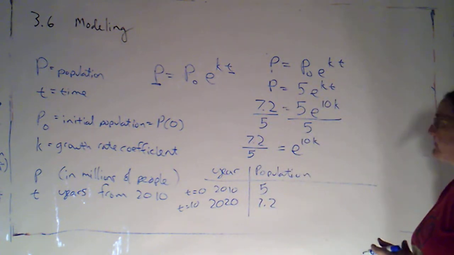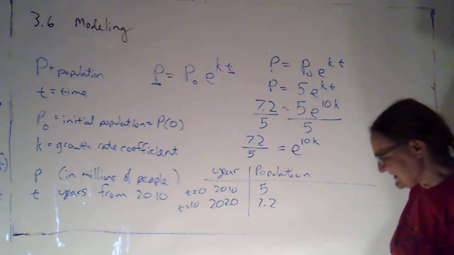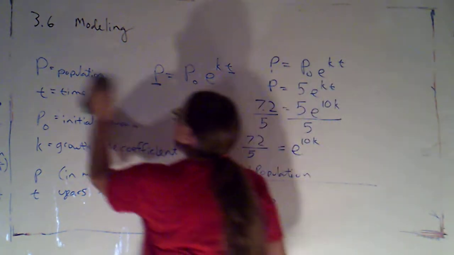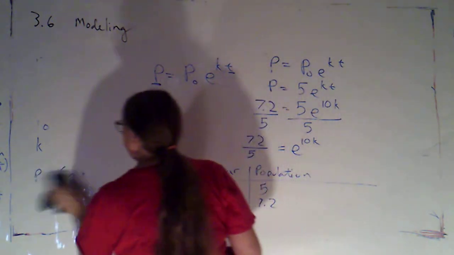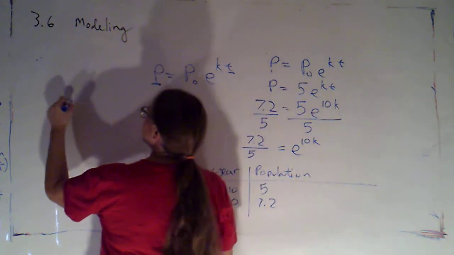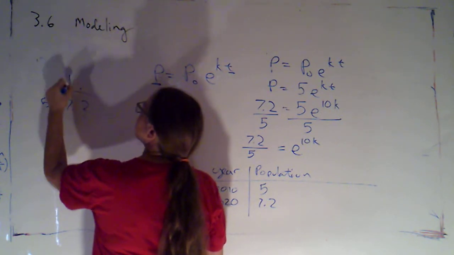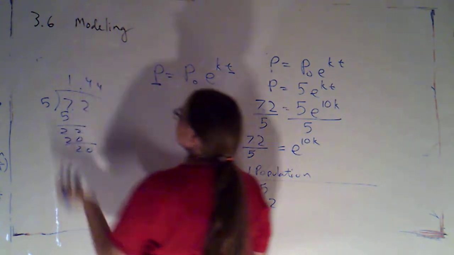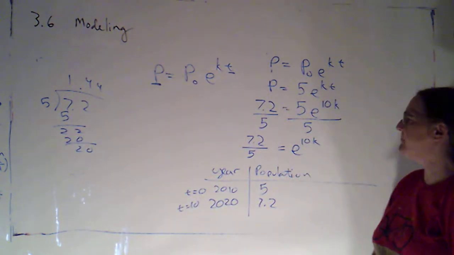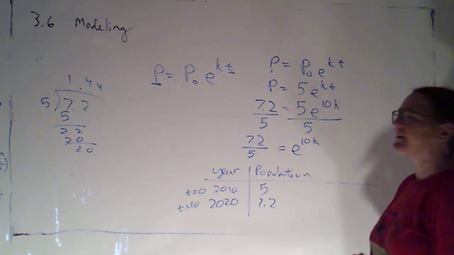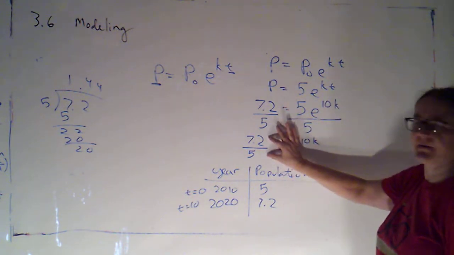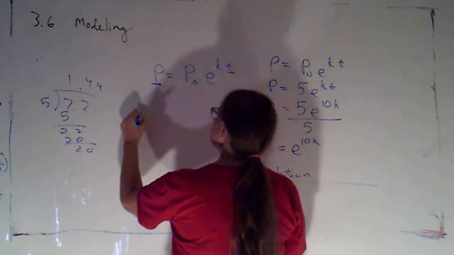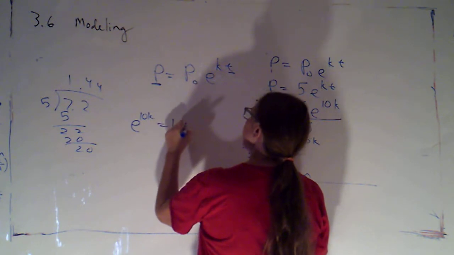divided by 5. Okay. I'm going to go ahead and simplify that just because that division problem actually does work out nicely. 7.2 divided by 5, it's going to go in once, 4 times, 4 times. So that's just 1.44. Okay. So that was a relatively quick one to simplify. If you've got something really messy, I would be fine with you keeping it that way. Okay. So right now we've got e to the 10k is 1.44.